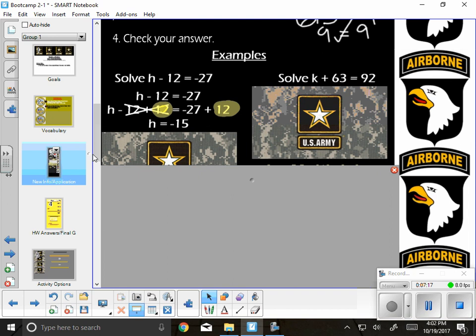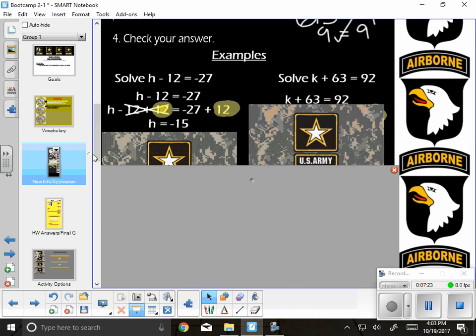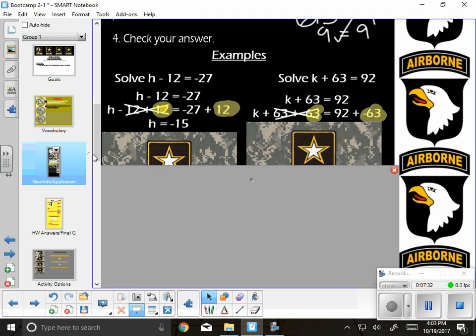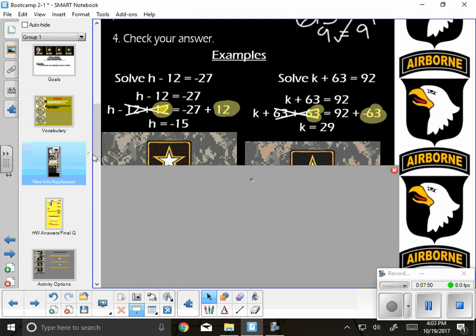From here, we're going to go to the next example, which is k plus 63 equals 92. So once again, you want to make sure you're writing down that original equation so you can make sure you have every component in the right place. From here, you're going to add the opposite. So we have k plus 63, and then we're going to add the opposite, meaning we're going to add a negative 63 to that, which then equals 92 plus negative 63. By doing this operation, we're going to end up with k by itself and the number 29 because 92 plus negative 63 is 29.